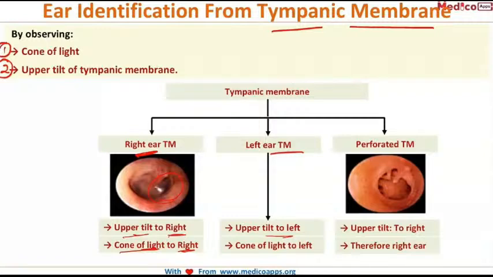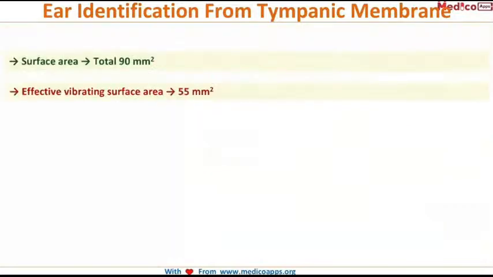Okay, and suppose there is no tympanic membrane, there is a perforated membrane, we will have to observe only the upper tilt, and if it is a right ear, it will be tilted towards the right side. Okay, so a few more points about tympanic membrane. The total surface area of tympanic membrane is 90 mm square. However, the effective vibrating surface area is only 55 mm square. So the surface area in toto is 90. Effective vibrating surface area is only 55 mm square.